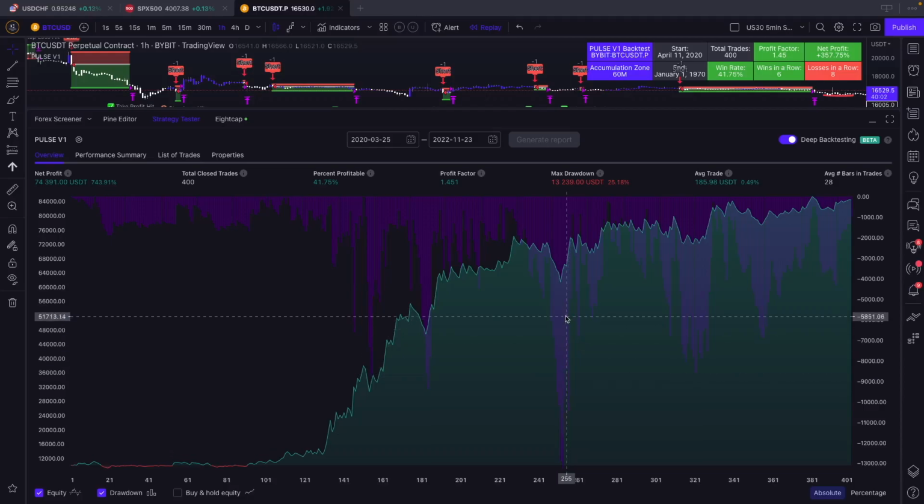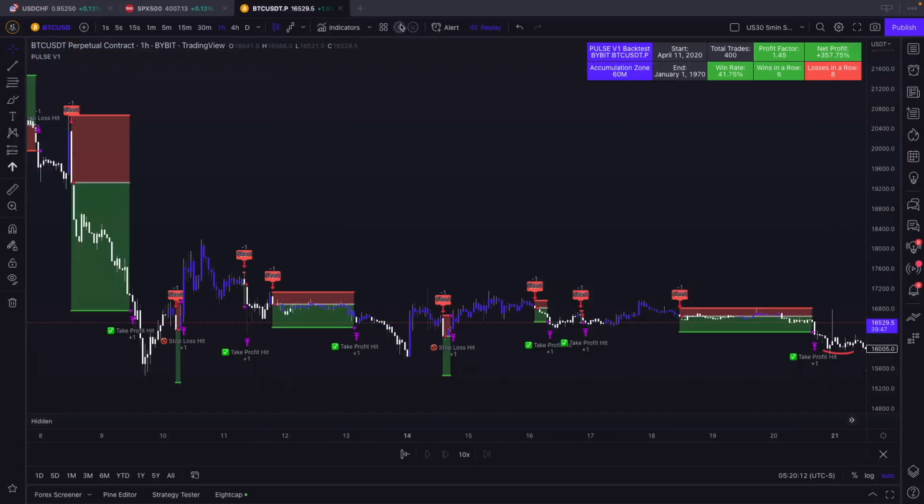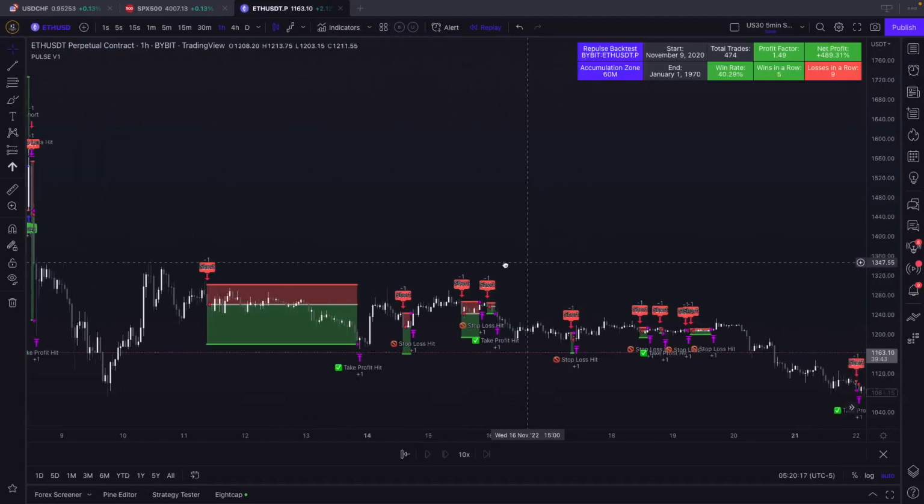I think our biggest drawdown occurred right here. I'm not sure when it was because it's not showing me the date, but I could imagine that this was our biggest drawdown right here. So this is the TradingView strategy tester results. I also tested it on Ethereum USDT on a 1 hour chart and optimized the settings.